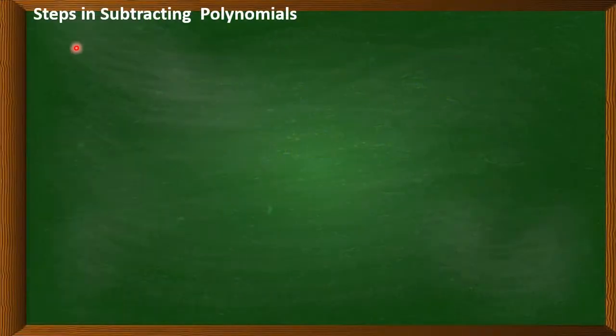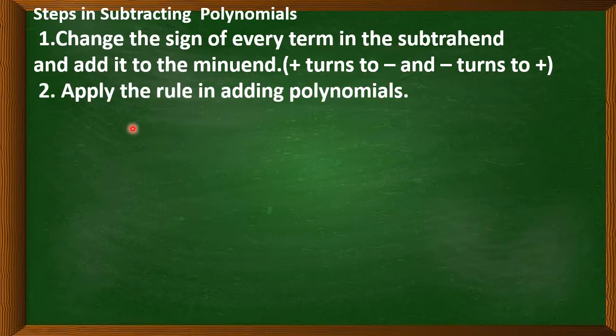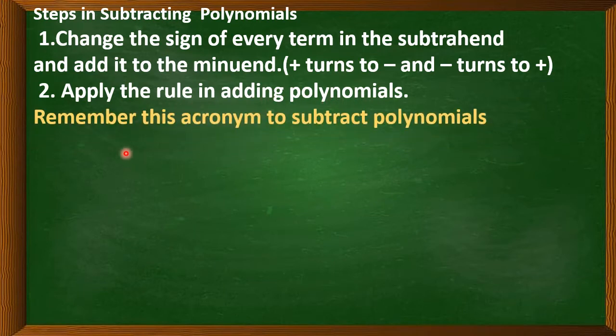Now let's begin with the steps in subtracting polynomials. First, change the sign of every term in the subtrahend and add it to the minuend. It means that plus sign turns to negative sign and negative sign turns to positive sign. Second, apply the rule in adding polynomials.